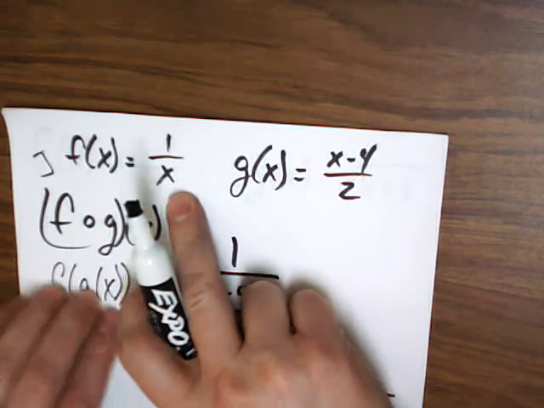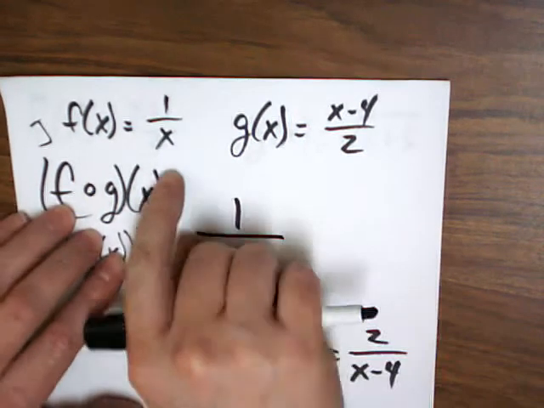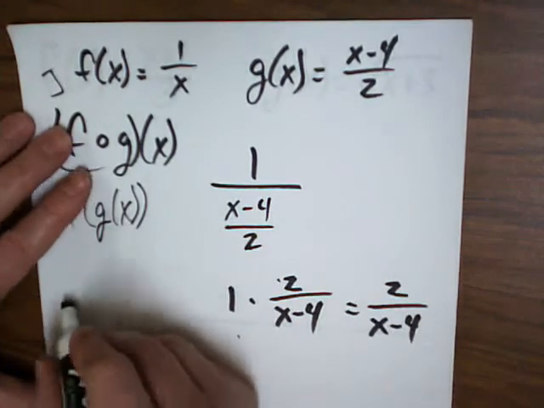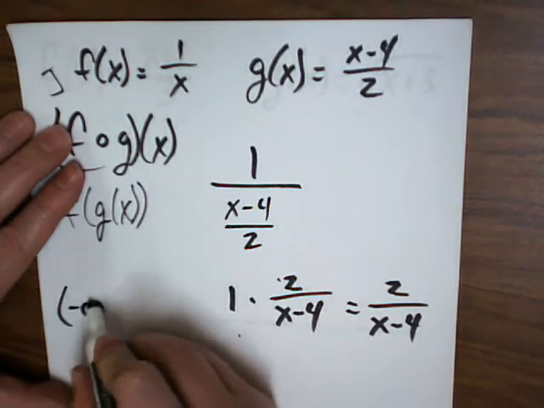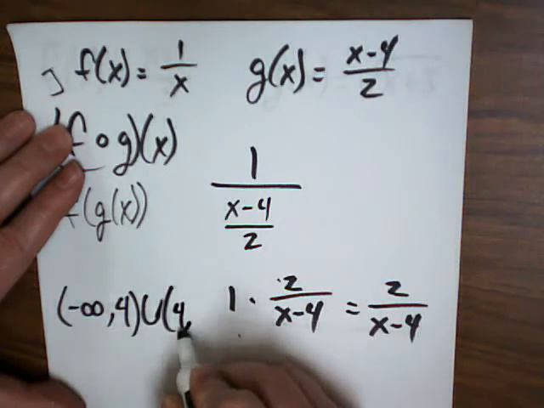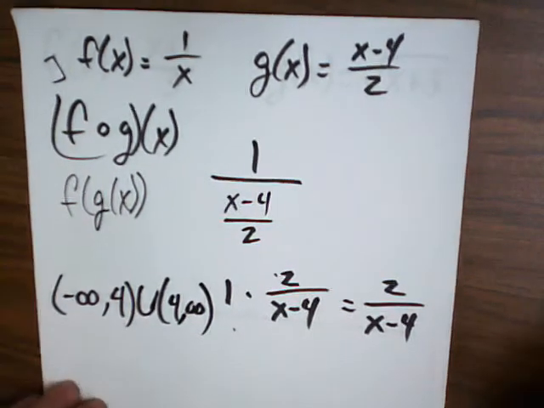So the domain of this composite function is not just 0, it is actually 4 that is excluded. 4 is the kryptonite for this guy. So you go from negative infinity to 4, put a union there, and 4 to positive infinity. So there's your domain for this one.